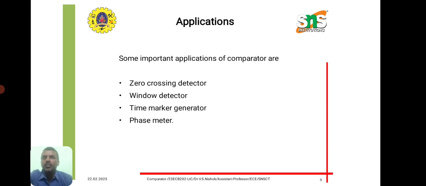Coming to the application part, some of the important applications of the comparator are zero crossing detector, window detector, time marker generator, phase meter, and A to D converter. These are some main applications of the comparator circuit.